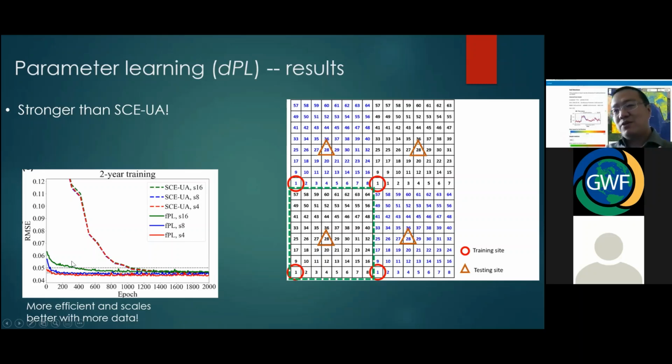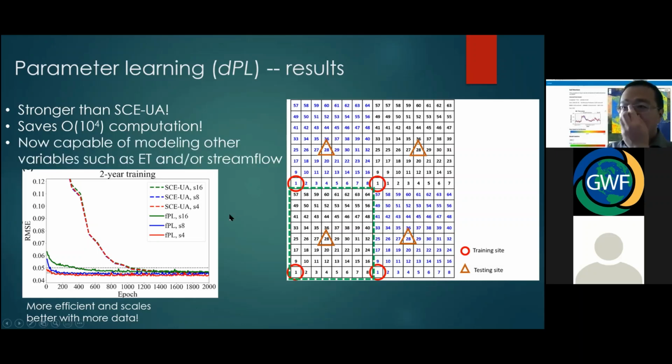So interestingly, there is this scaling impact coming from more data, right? Overall, if you look at S8, it saves about 4 orders of magnitude in computation. Normally for such a dense calibration, you need a supercomputer with 100 processors to run it for 2 to 3 days. With our DPL scheme, we need only 1 GPU and calibrate it for 40 minutes. So that's a huge difference. Now it's capable of modeling other variables.